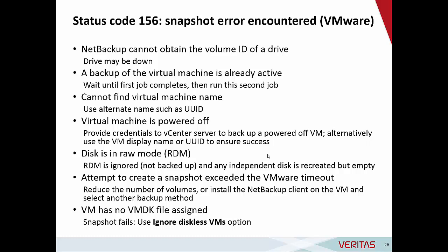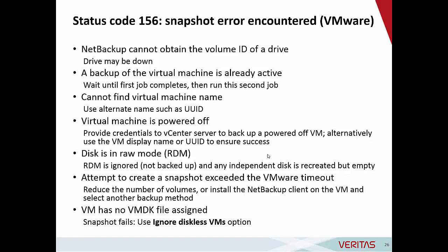If there's already a backup running against the virtual machine, VMware is not going to allow a second snapshot to be taken, so we're going to need to wait until the first job completes before running this second job. If we can't find the virtual machine, probably means we're using a bad identifier. Check to make sure that the identifier is accurate, or consider using an alternate name such as the UUID.